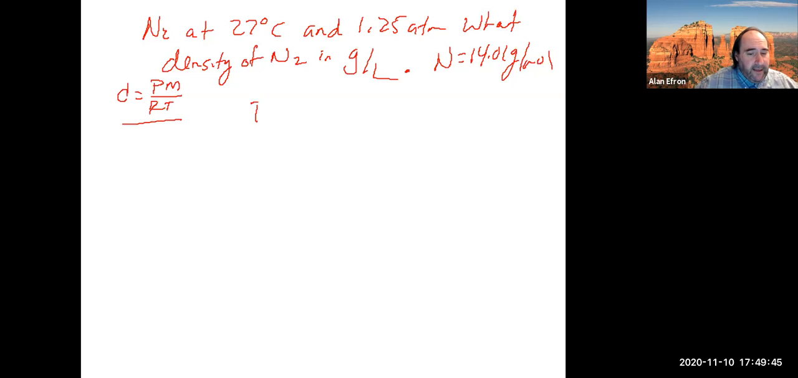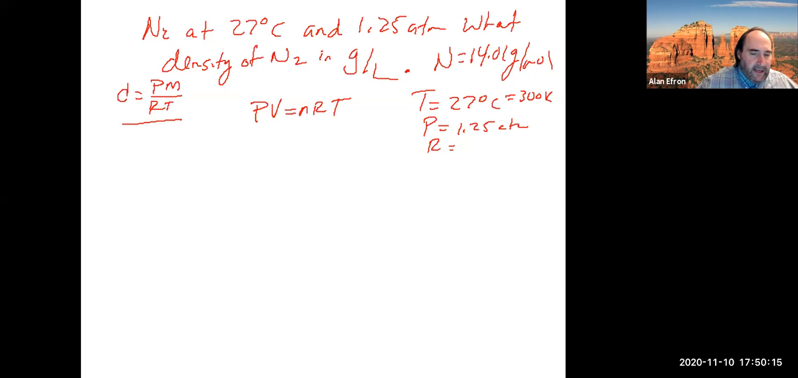So if we look at the ideal gas law, which is PV equals nRT, and we think about what's given to us, we obviously have a temperature given to us. We do have a pressure given to us. We always have R for sure. And that's about it. So we would want to change our temperature into Kelvin like usual. So that's going to be 27 plus 273, which gives us 300 Kelvin.